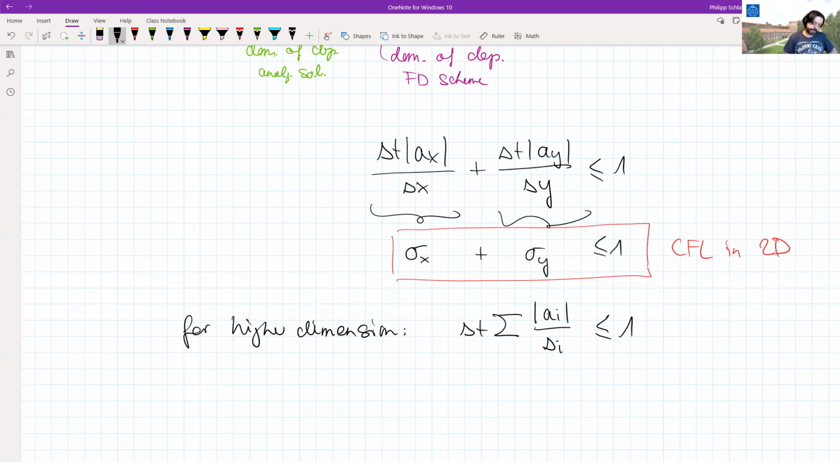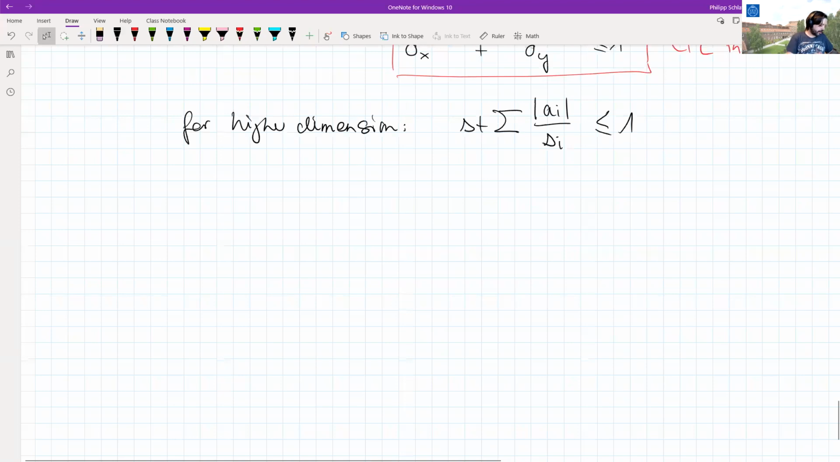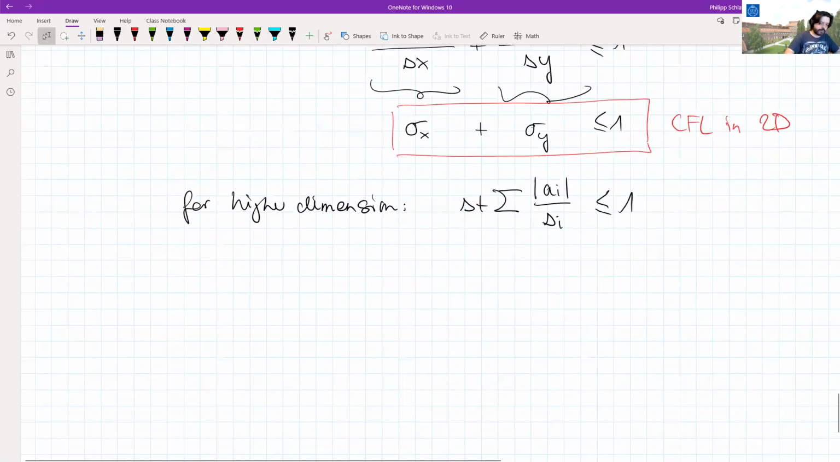Okay. So this was part A, the CFL condition in 2D. Well, now we also need to do the other thing, namely the diffusion term in 2D.